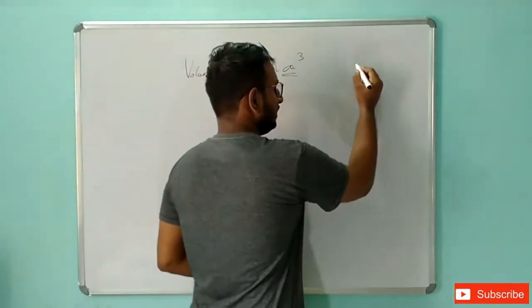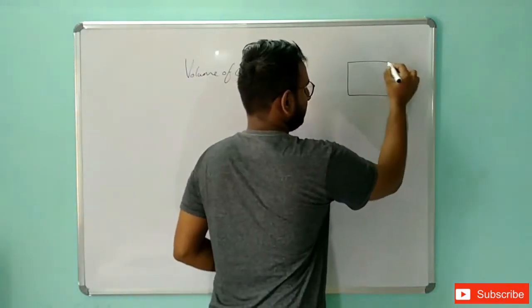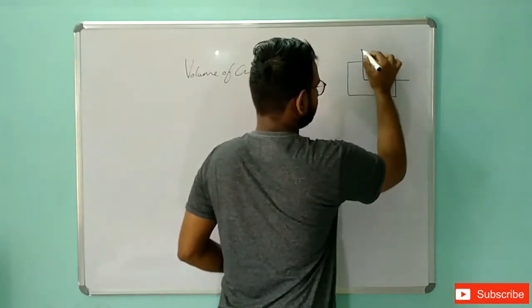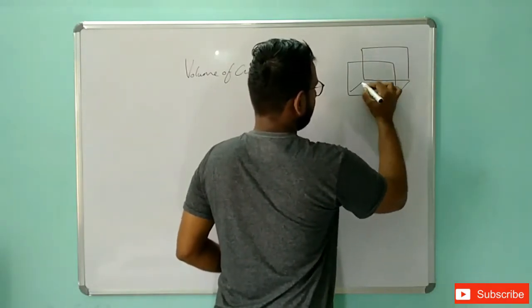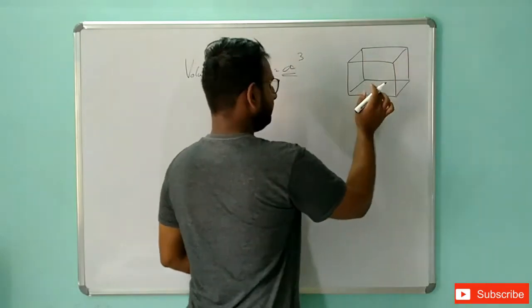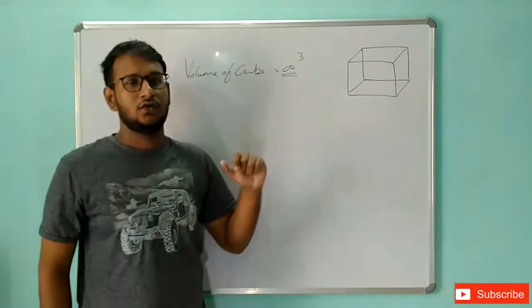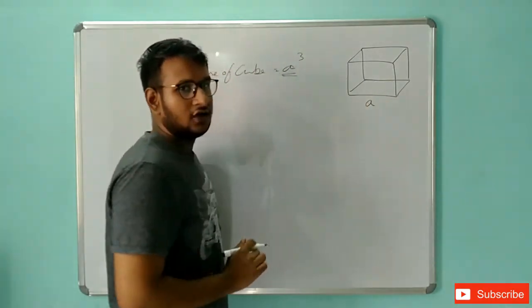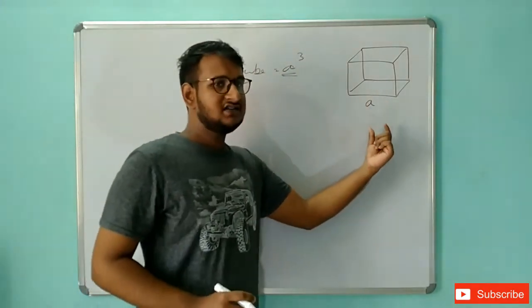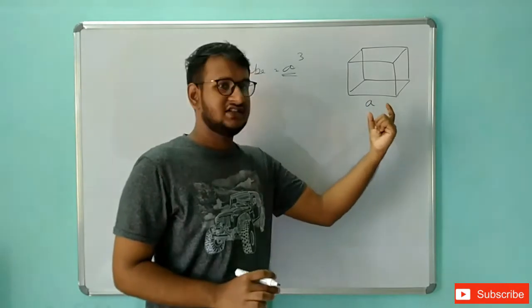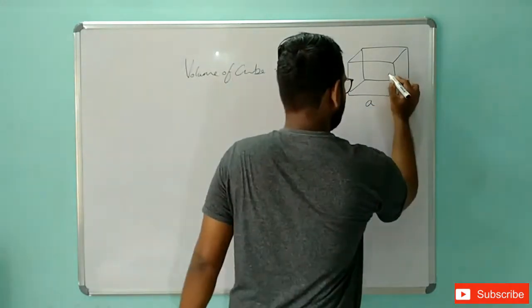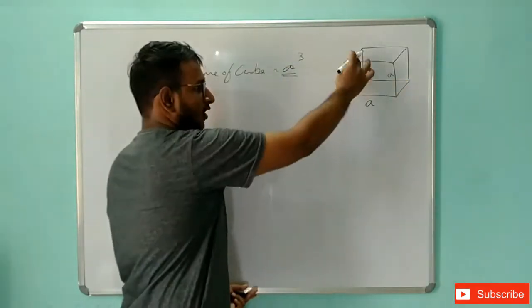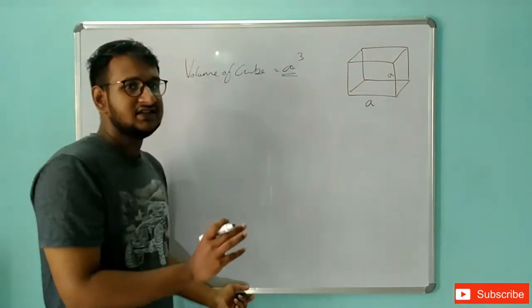So this is a cube, right? Cube will look like this, right? Now we are going to find the volume of this cube, which is of side a. Since it is a cube, all the sides will be having the same length a. This side also will be a. All the sides will be having the same length, that is a.